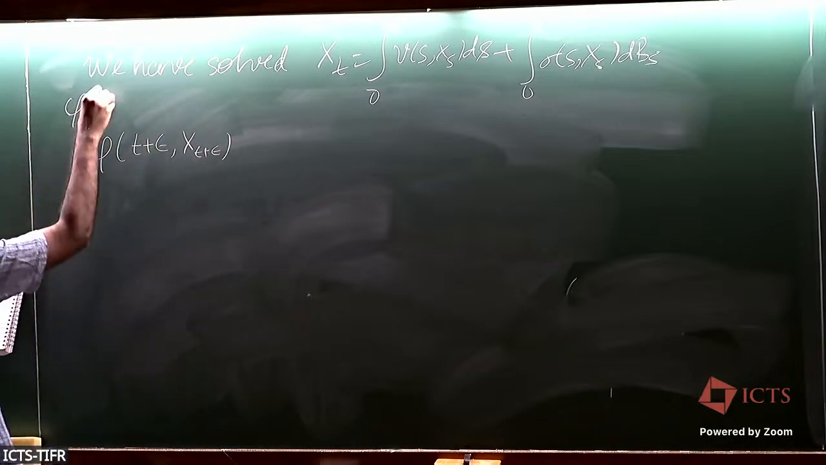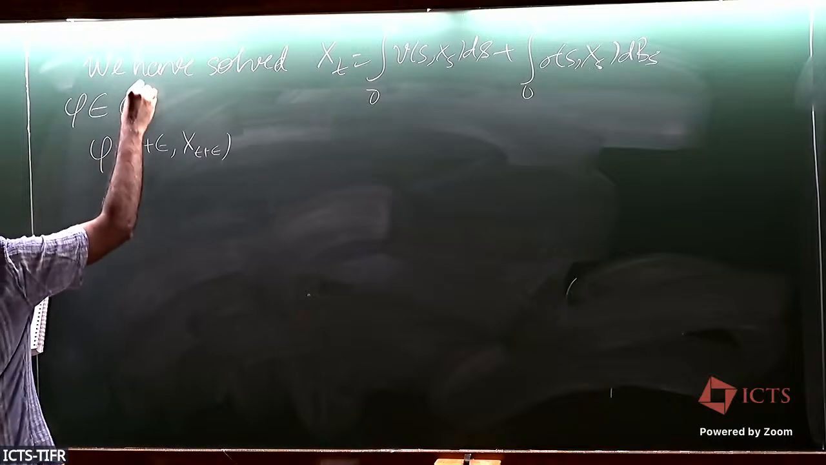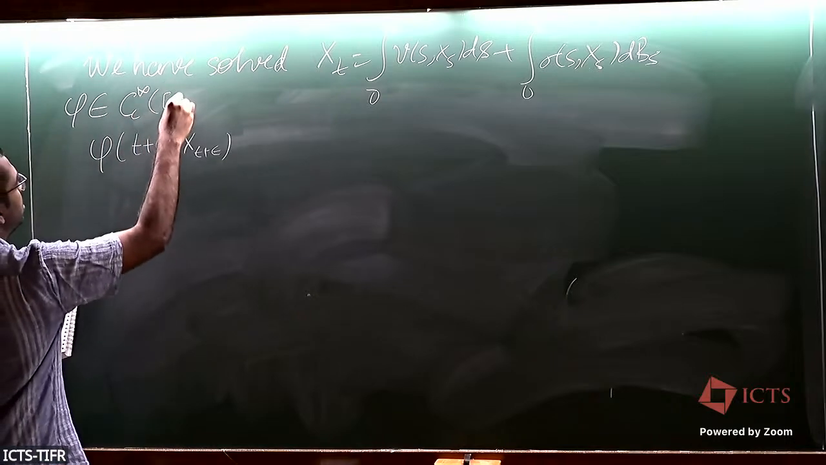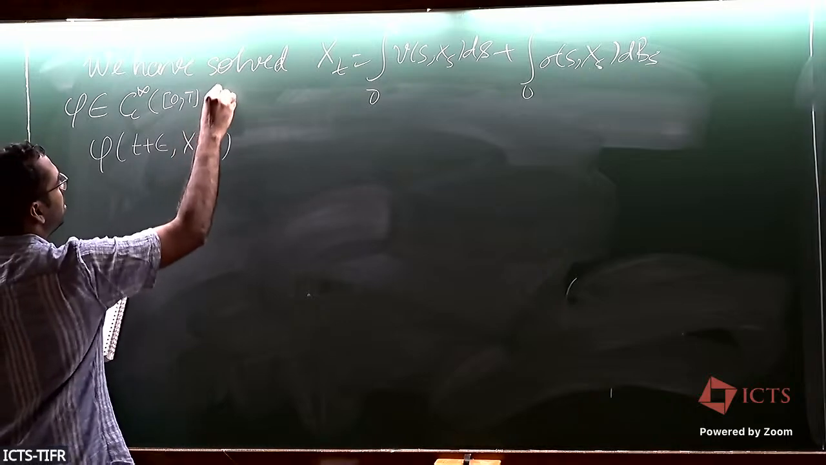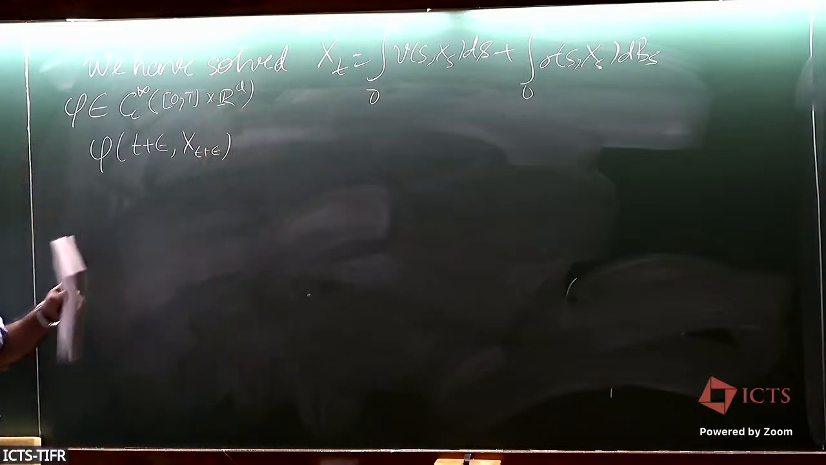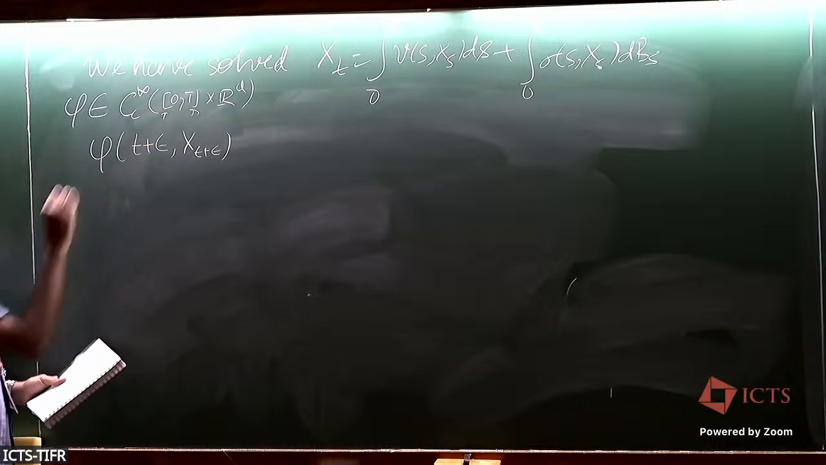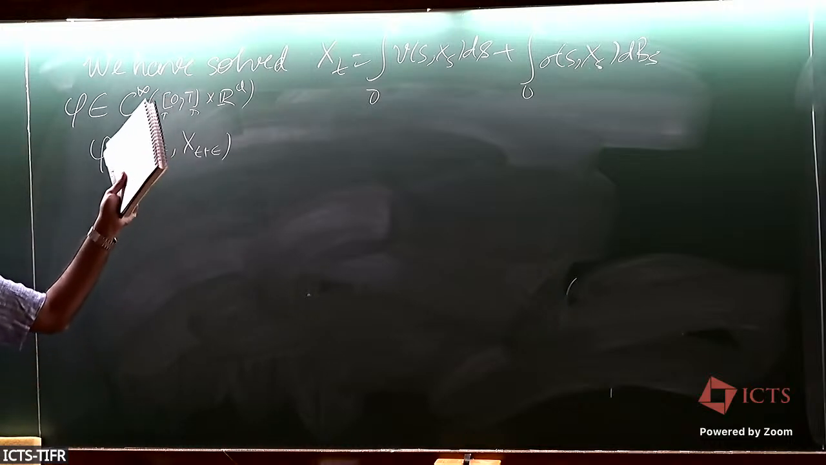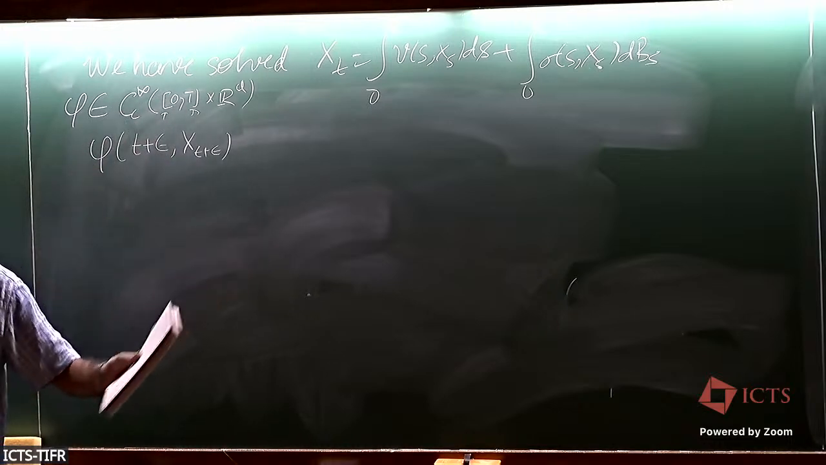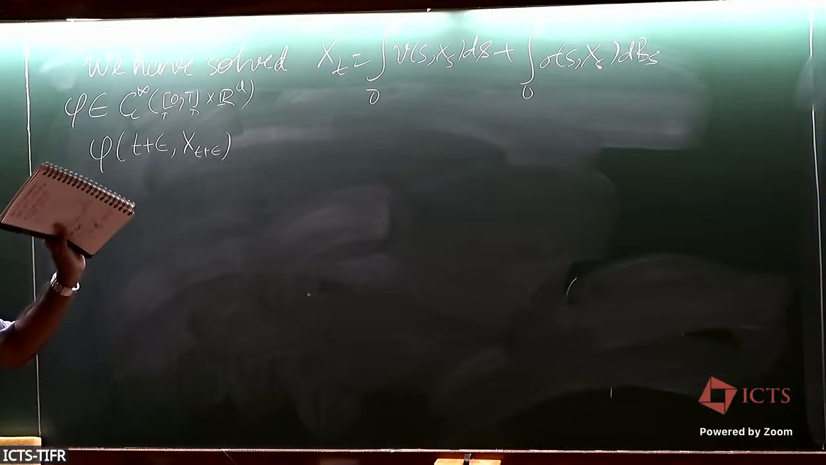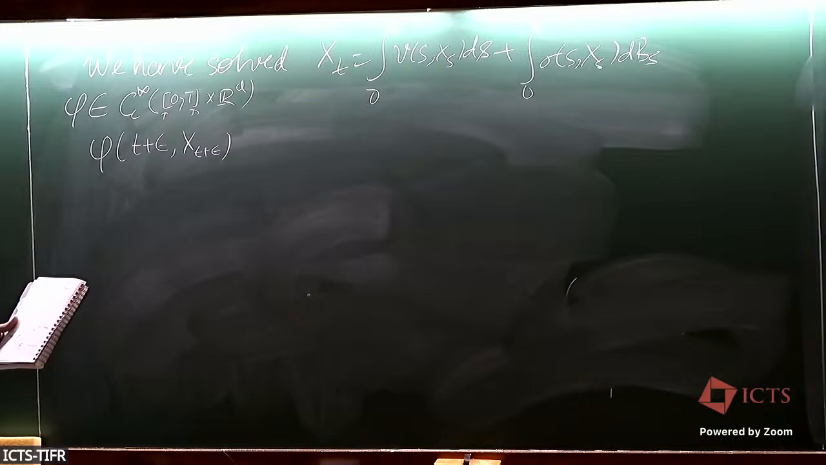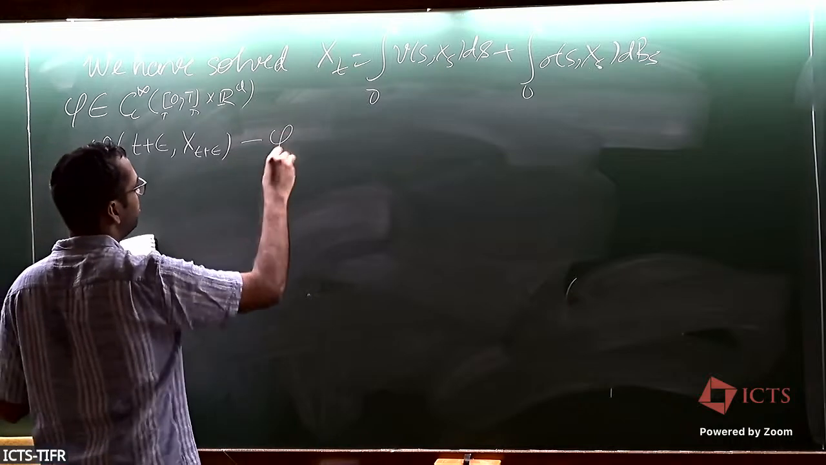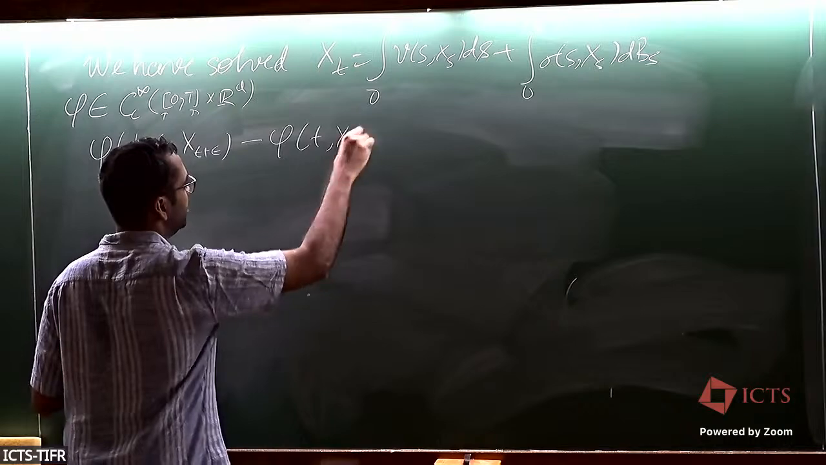Just like last time, we take phi to be an element of C_c infinity of [0,T] times R^d. This time, this need not be an open set. This can be a closed set. So it need not vanish at the endpoints of time, but it has to vanish at the endpoints of space. Okay, so let's see how this evolves, phi(t, X_t).